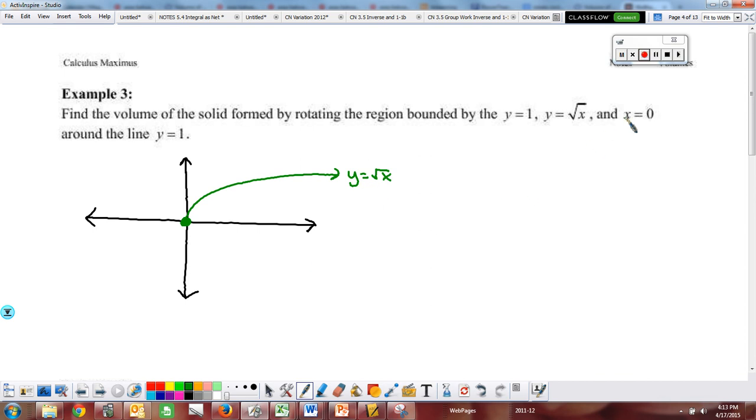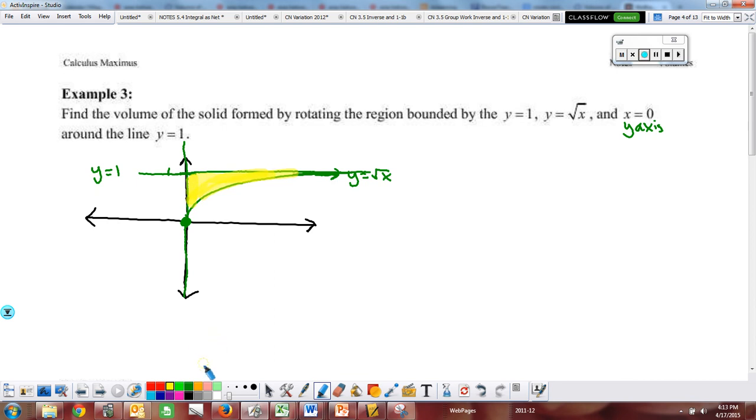All right. We have x equal to 0. Now x equal to 0, that is your y-axis. So I'm going to kind of just draw that in, so I keep that as a boundary, my y-axis. And then the line y equal to 1. So y equal to 1 is right here. So that's the line that I'm basically looking at. Okay, and they do kind of intersect up there. So there's my y equal to 1. So the region that I am trying to spin is going to be this region right here.